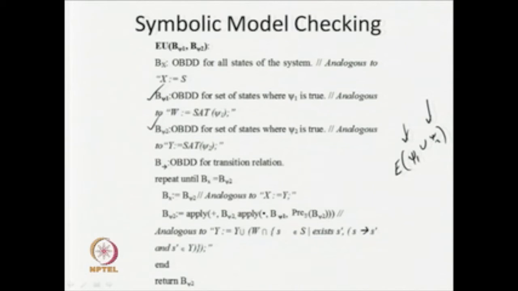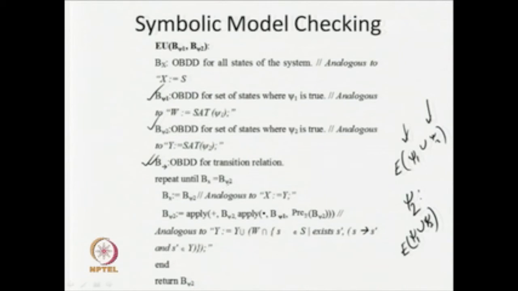Then we take the entire state transition system, B arrow, the OBDD representation of the entire transition system. Now, as per our semantics, wherever psi 2 is true, E psi 1 until psi 2 is also true on those states. So, I am starting with psi 2 and saying that initially B x is equal to psi 2. Initially, I can construct B x as the entire set of states, all the states of my state space.